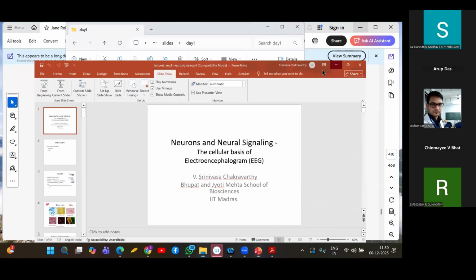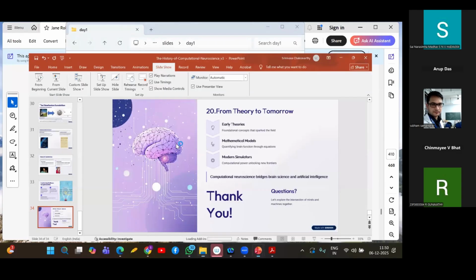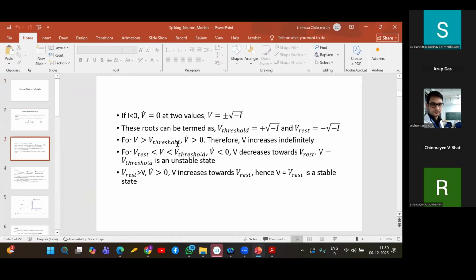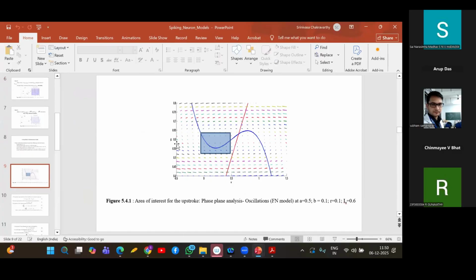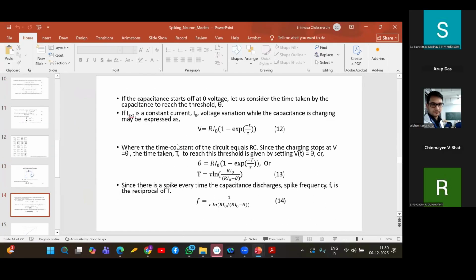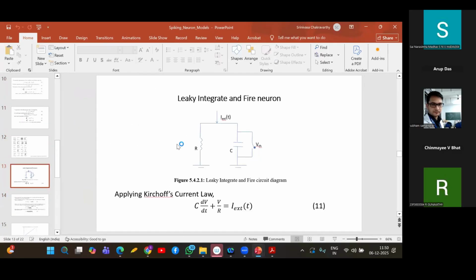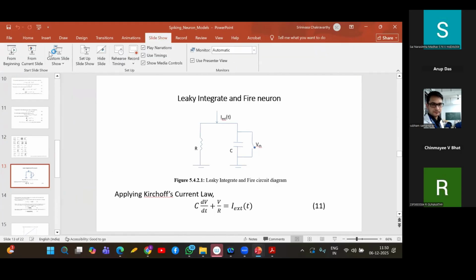Then I will quickly also look at a couple of spiking neuron models. I think the TAs will go through this in the afternoon, but I'll just quickly cover the leaky integrate-and-fire neuron model.